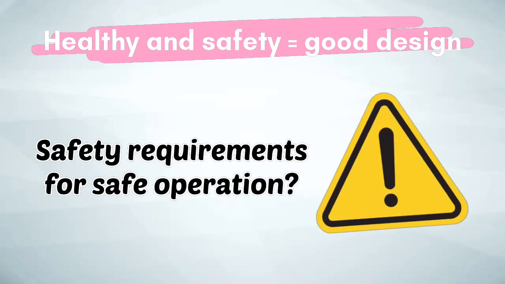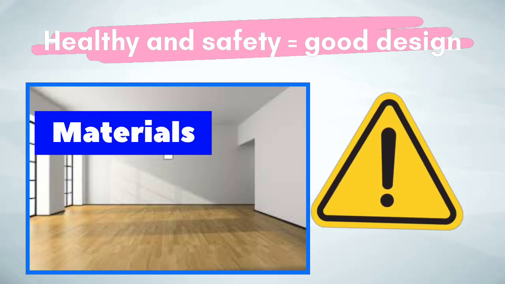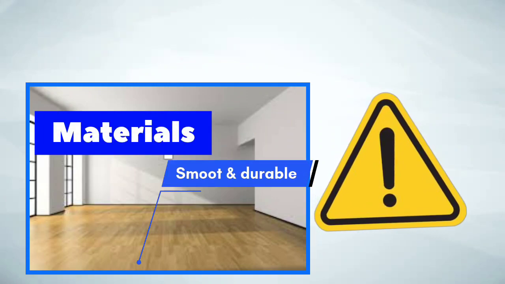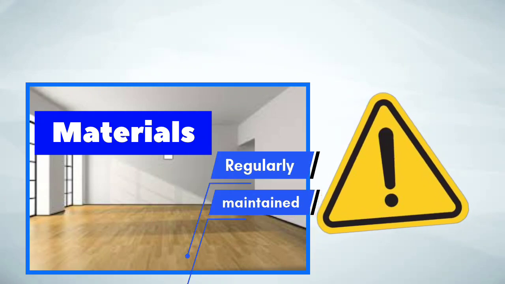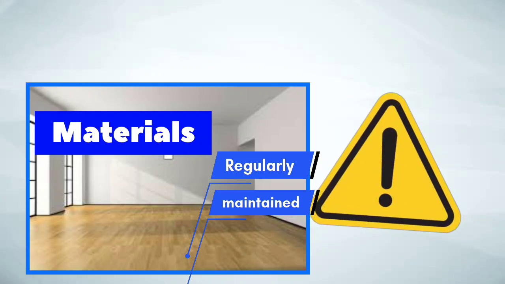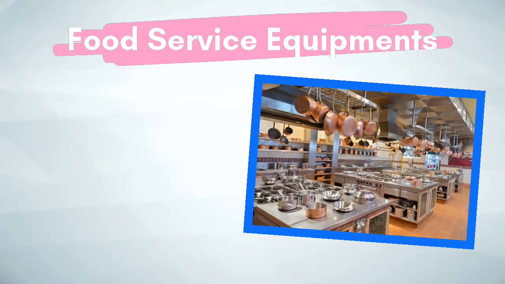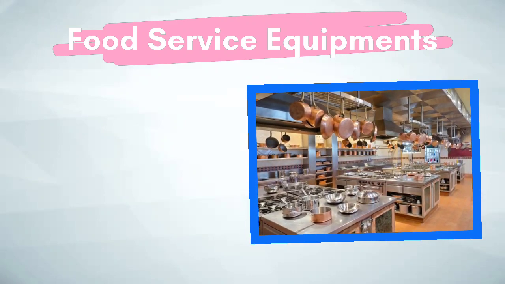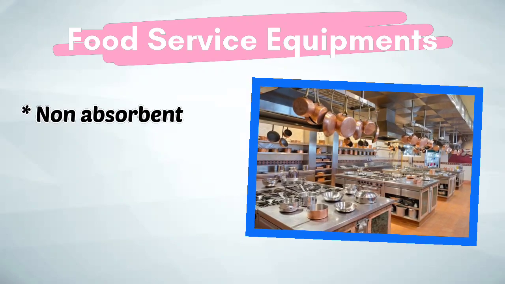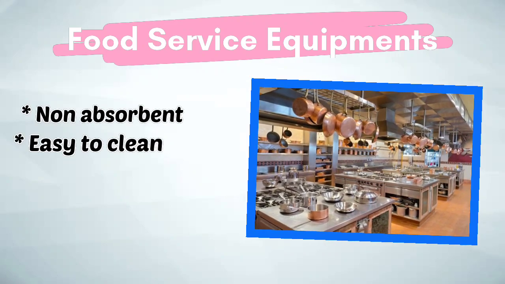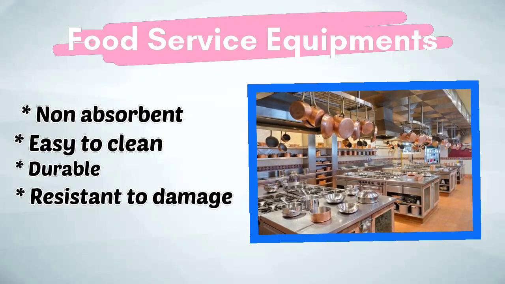When talking about floors, walls and ceilings, materials must be smooth and durable for easier cleaning and must be regularly maintained. Food service equipment must meet these standards if it will come in contact with food. We must have the following: non-absorbent, easy to clean, durable, and resistant to damage.